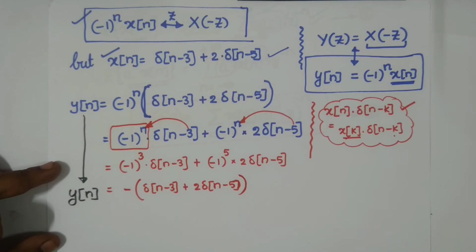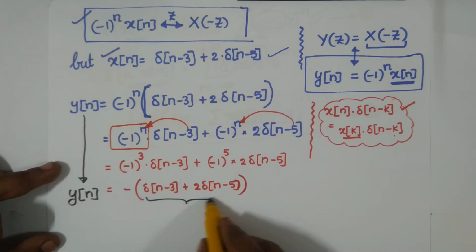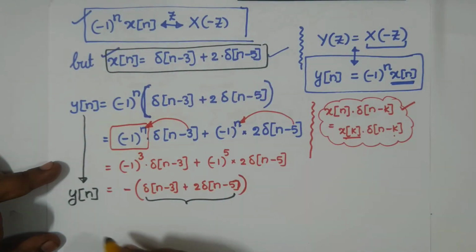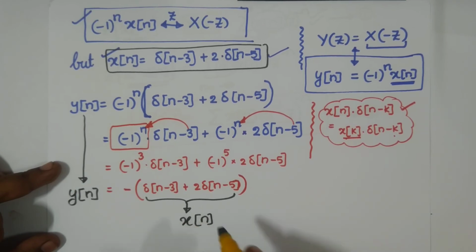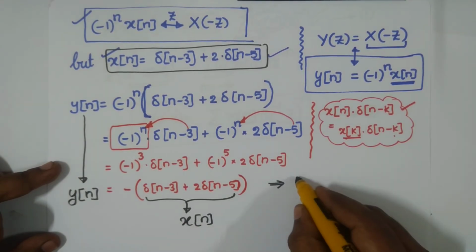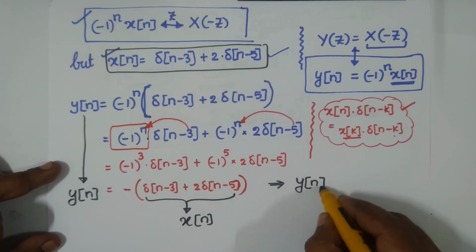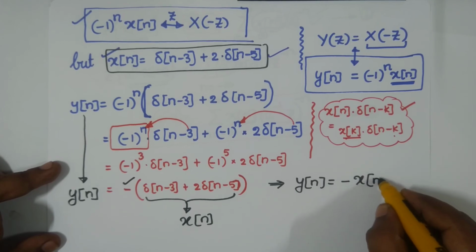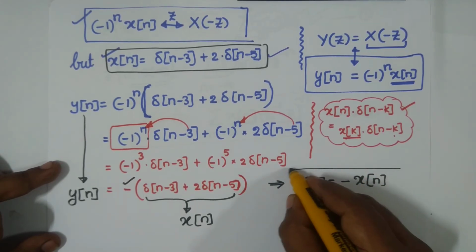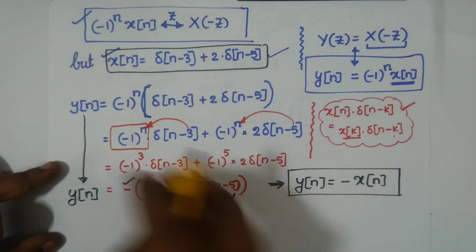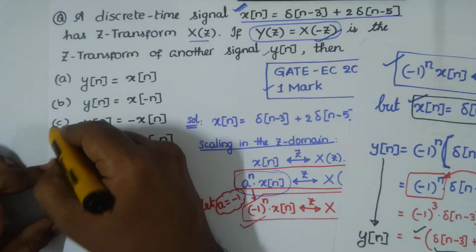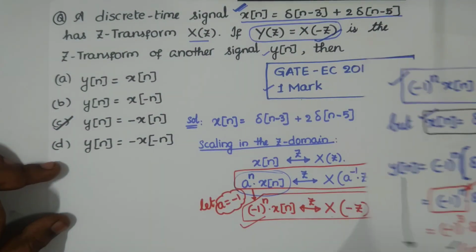So y of n is this. Now what is this bracket content? This bracket content is x of n. So now what is the correct option? What did we get? y of n is minus x of n. So this is the correct answer: y of n is minus x of n. So option C is correct.